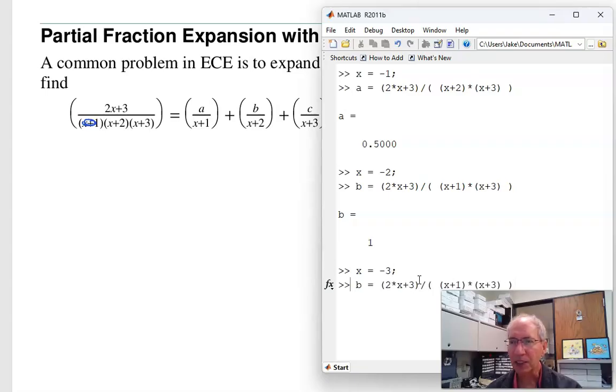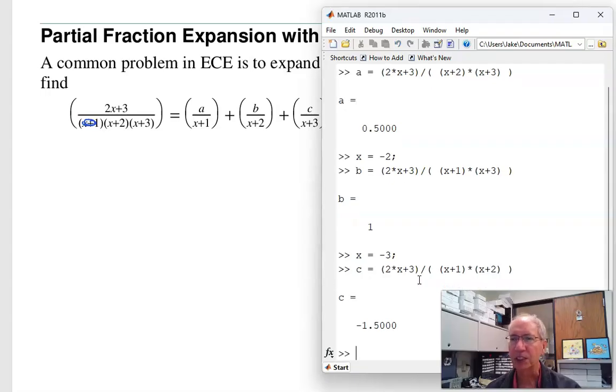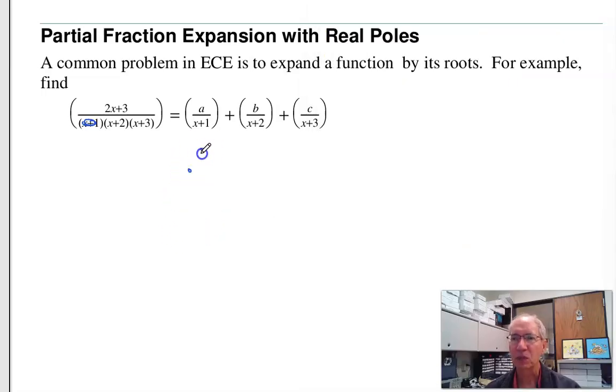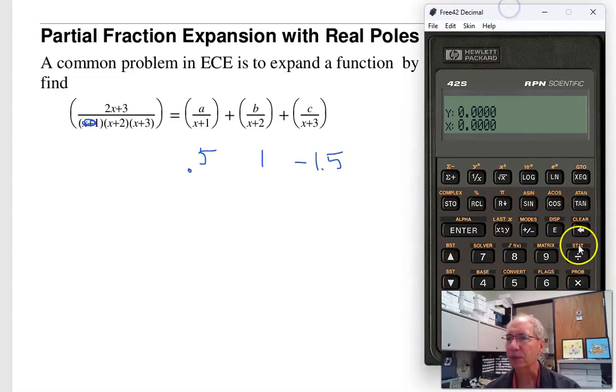To find c, plug in x equals minus 3. And then c is 2x plus 3 over x plus 1 times x plus 2. There's c. 0.5, 1, minus 1.5. I can do that on an HP calculator. So if this is a test and I don't have access to MATLAB, I can do the same thing.